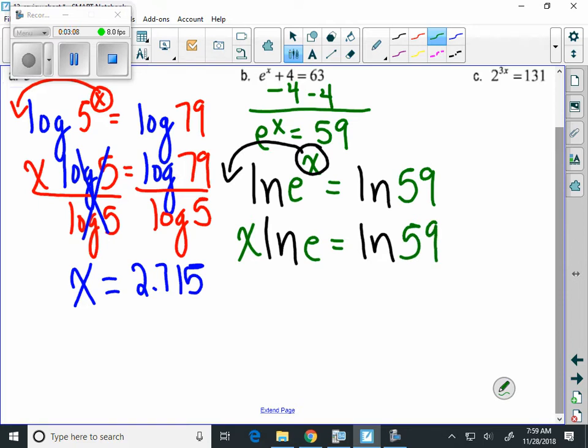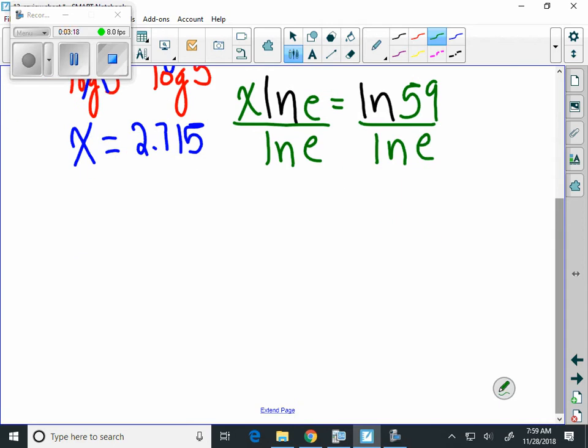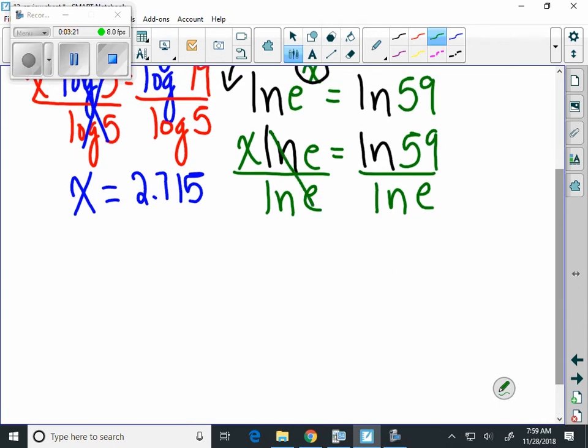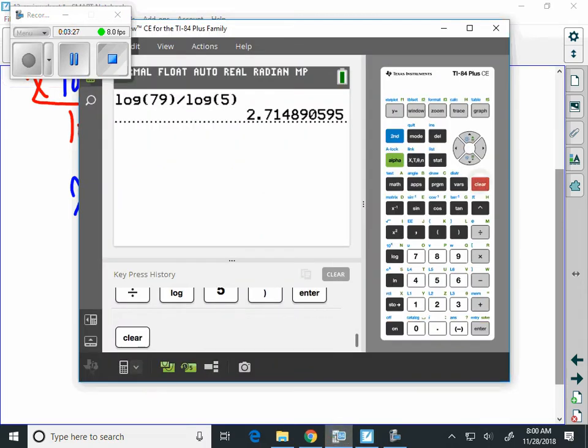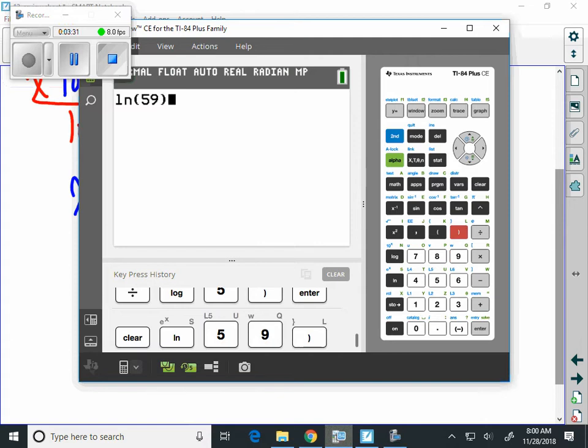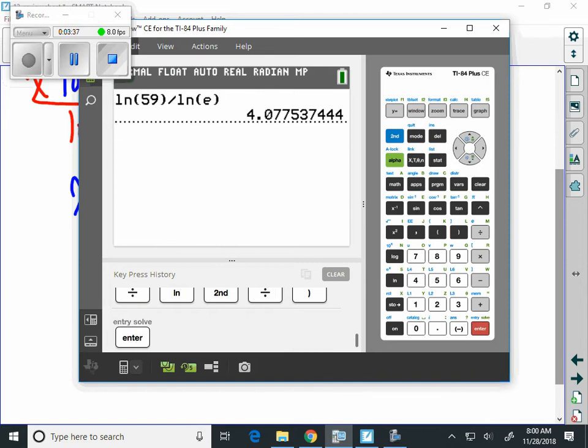And just like the previous problem, it's x times the natural log of e. So we're going to divide by the natural log of e. And when we do that, we're just going to type it in. So the natural log of e's cancel out. And what we have, natural log of 59, close the parentheses, divided by natural log of e, gives us this value.